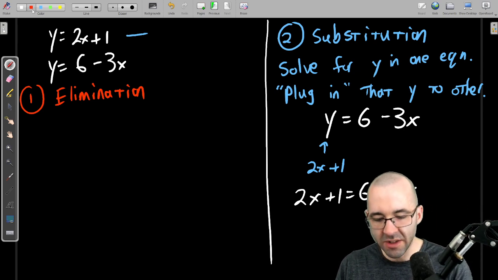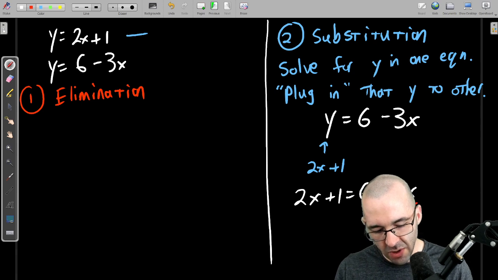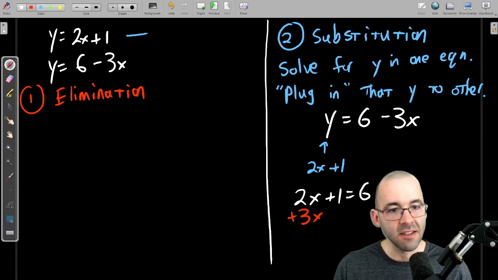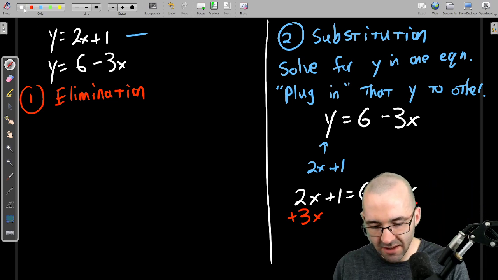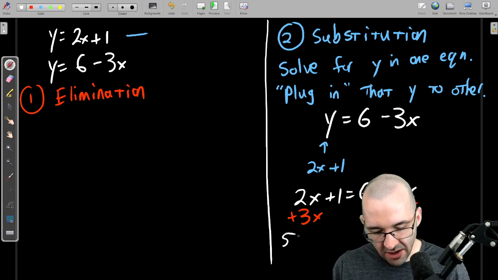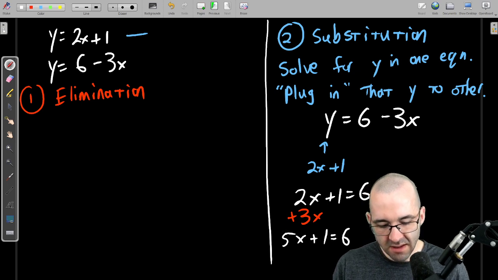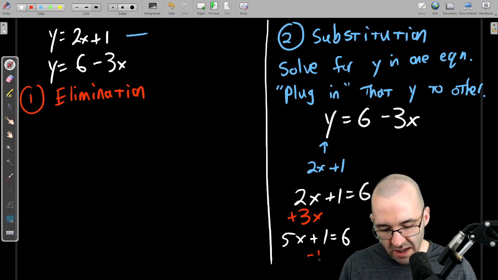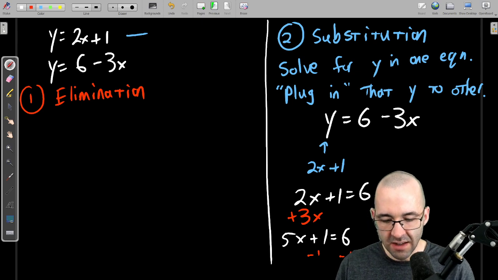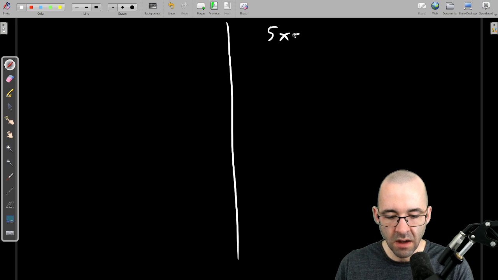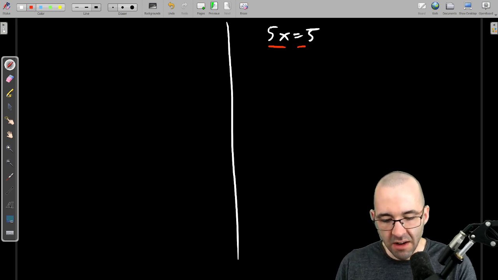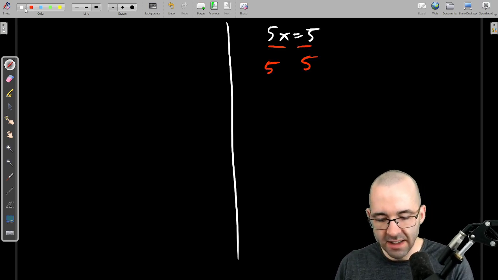All right, so now it's just like before. We solved linear equations before. Get all the x's on one side, get everything else on the other side. So we add those 3x's, and that's going to give us 5x plus 1 equals 6. Now you have to subtract 1 from both sides. We're going to get 5x equals 5. Divide both sides by 5, and we'll get x equals 1.